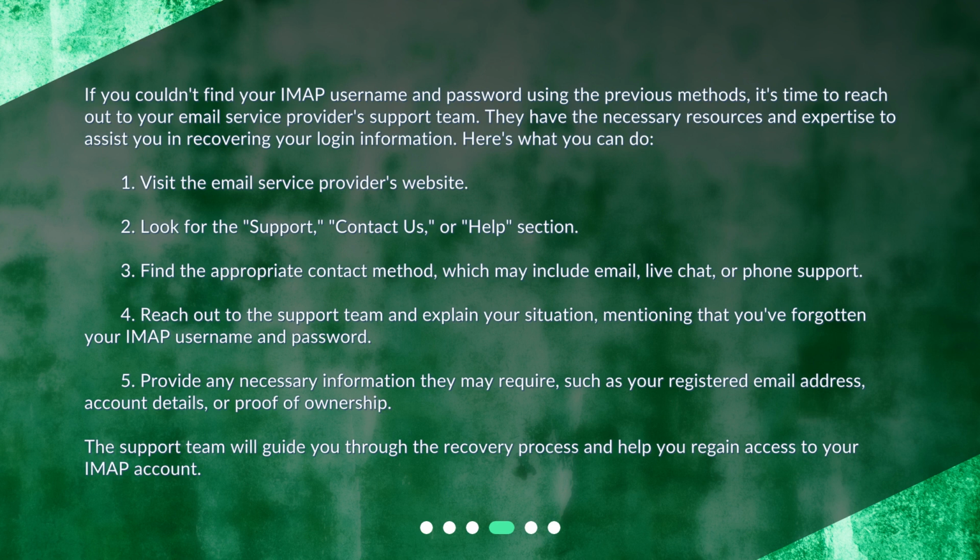1. Visit the email service provider's website. 2. Look for the Support, Contact Us, or Help section. 3. Find the appropriate contact method, which may include email, live chat, or phone support. 4. Reach out to the support team and explain your situation, mentioning that you've forgotten your IMAP username and password. 5. Provide any necessary information they may require, such as your registered email address, account details, or proof of ownership. The support team will guide you through the recovery process and help you regain access to your IMAP account.